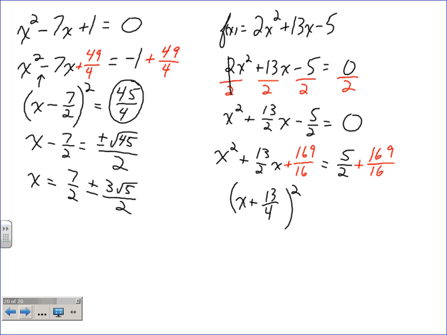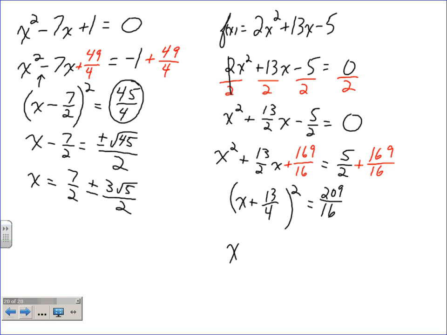So all that's left to do is adding 5 halves plus 169 over 16. 5 halves multiplied by 8 over 8 gives us 40 over 16. 40 over 16 plus 169 over 16 gives me 209 over 16. Okay, your calculator can handle it if you don't like fractions, but I think fractions will get you there a little bit quicker.